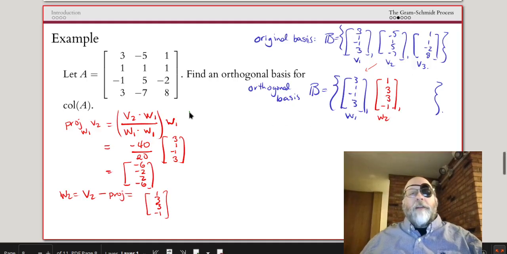And now I'll have to find the third vector. So we're going to have to do two projections. We're going to project V3 onto W1 and V3 onto W2.